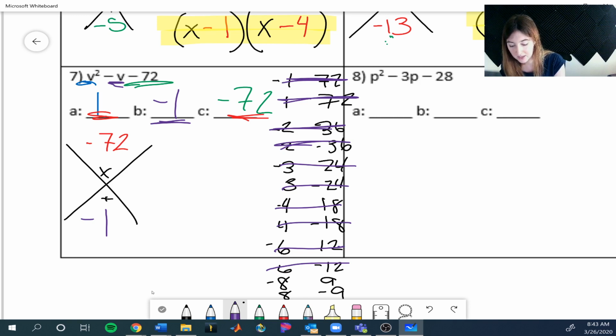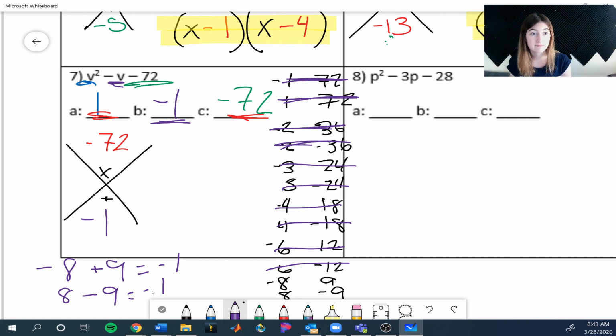Let's see, if we have negative 8 plus 9, does that equal negative 1? No, it equals a positive 1. But if I have 8 minus 9, does that equal negative 1? It sure does. So that means I have 8 and negative 9 right here.